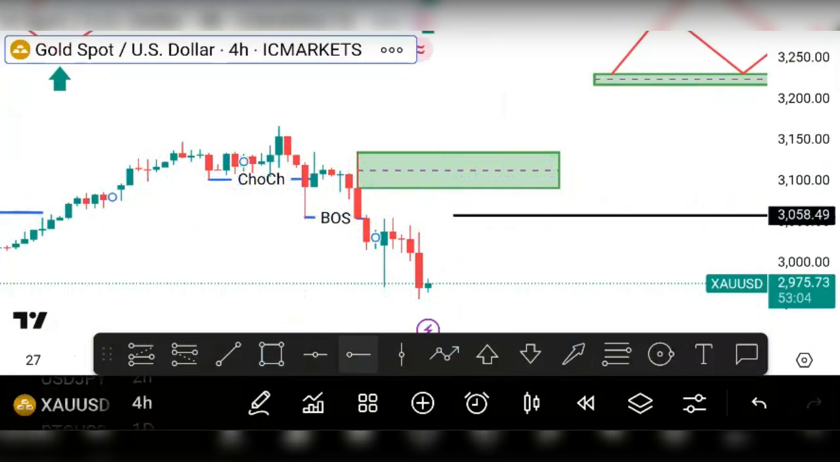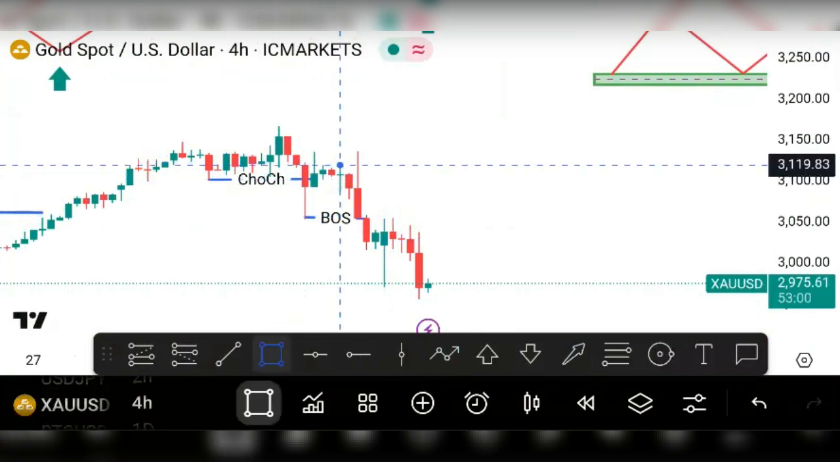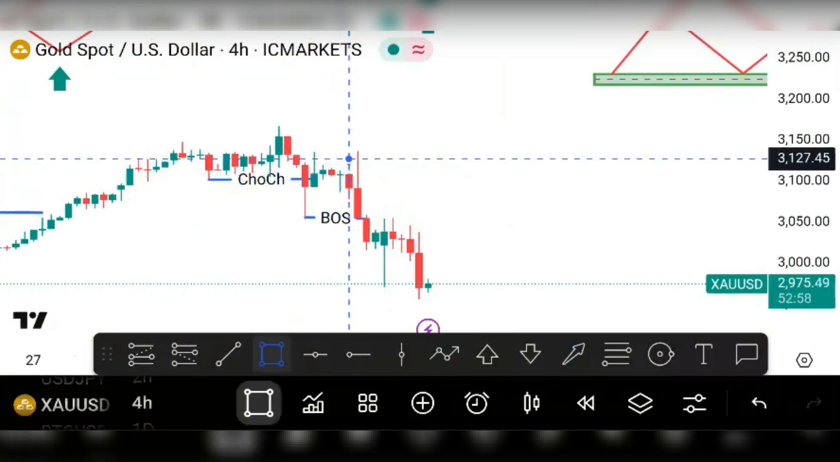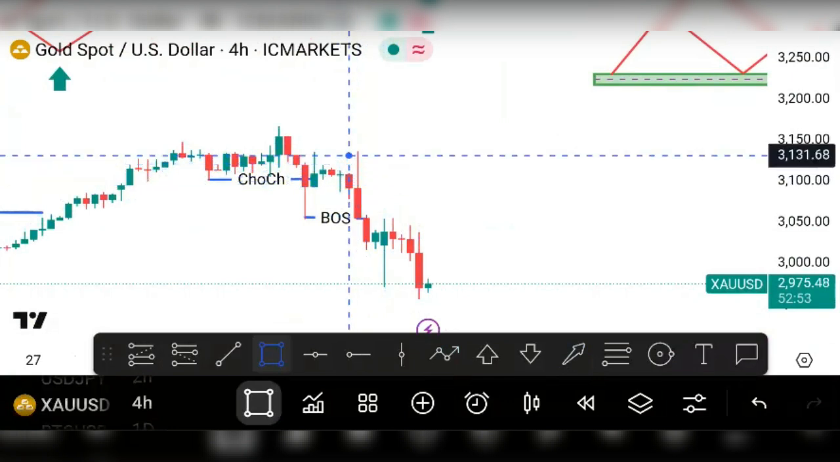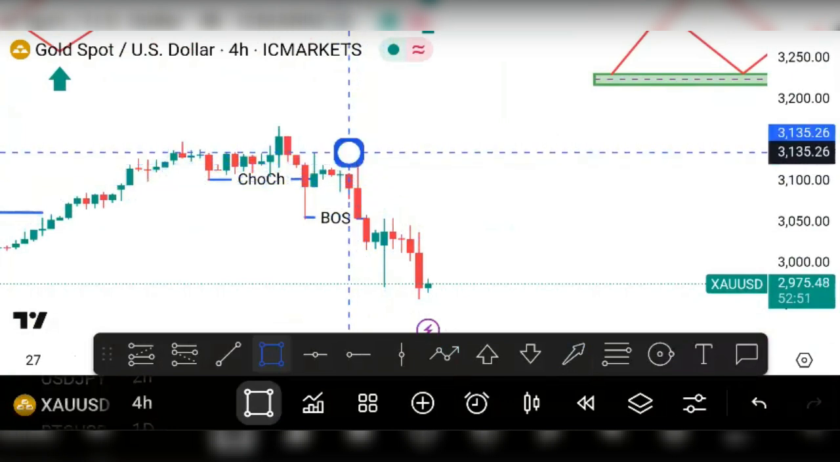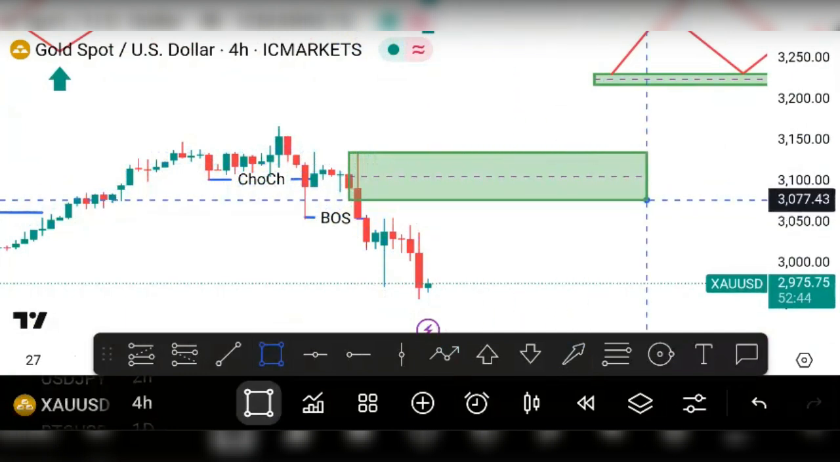But don't confuse yourself. If you want to mark this demand block you're seeing, it is advisable, since you are seeing a long wick that is covering it, you can mark from the high of the wick to the low of the wick of that demand block. It's still the same thing.